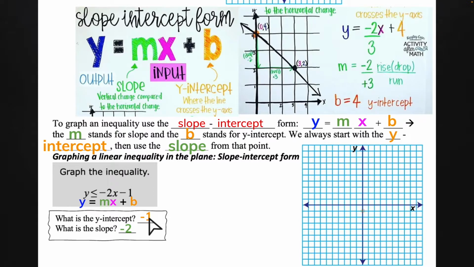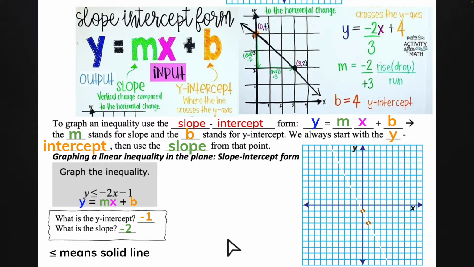We're going to go down to -1 and put our point. And then for the slope, it's rise over run. So remember, this is -2 over 1. If I don't see anything under the number, it's a 1. So I'm going to go down 2, right 1, and put a point. And now I need to decide, is it a solid line or is it a dotted line?